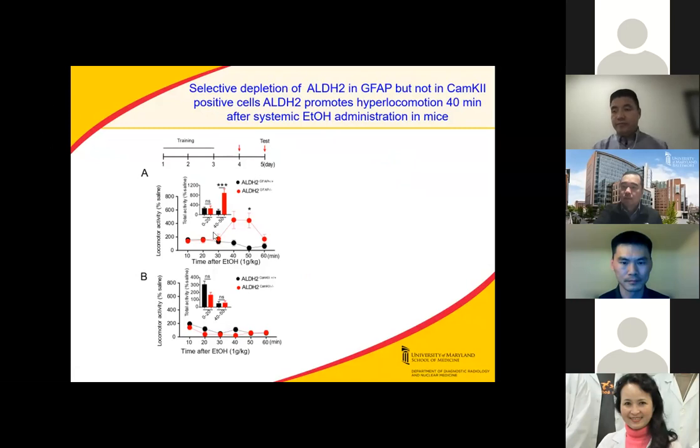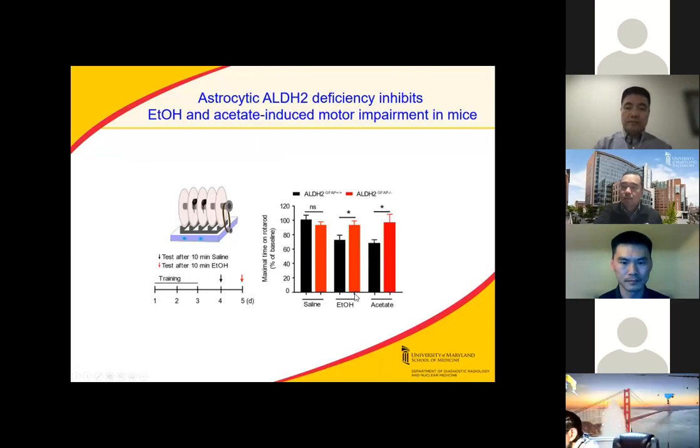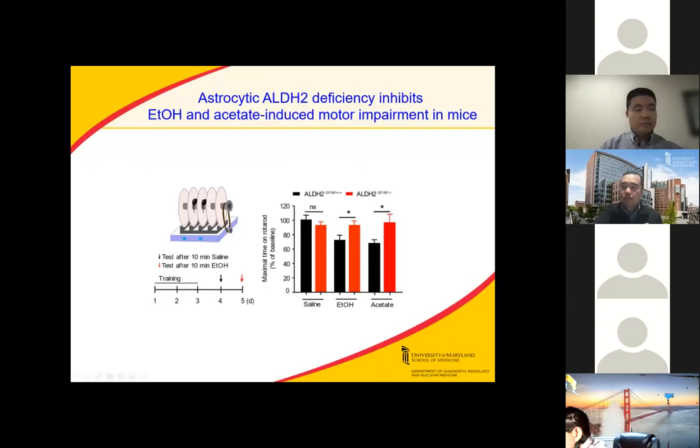And then we did the behavior test. We found locomotor activity in the knockout model. We can see a significant increase in the rodent activity compared with the wild type mouse. And we also did the motor impairment study, and it showed that alcohol injection can cause motor impairment in the transgenic model compared with wild type. And when we injected the acetate, it also caused a similar change.